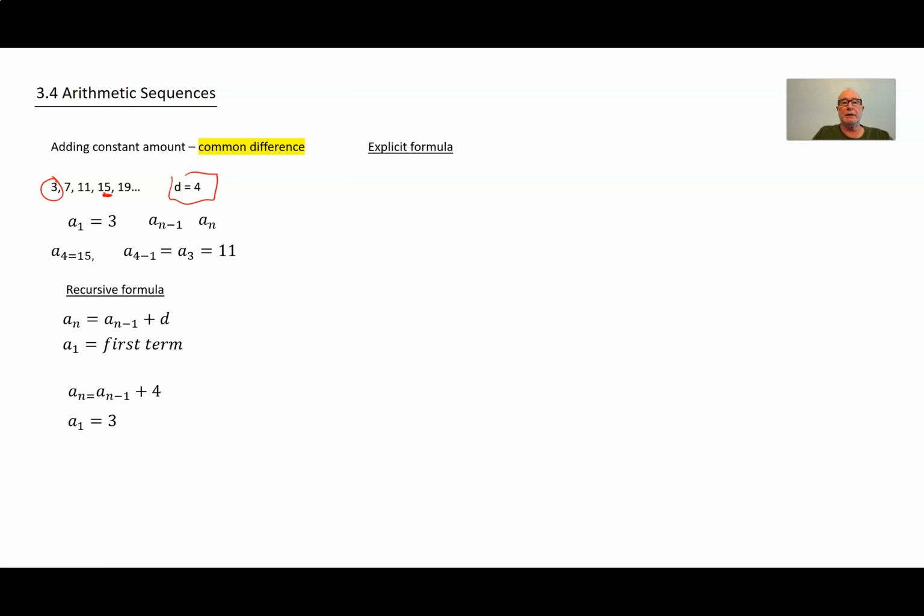The next formula is an explicit formula. The explicit formula starts with a sub n equals the first term plus n minus 1 times the common difference. But then we need to distribute that common difference and simplify the formula. So now if I distributed that d, I'd have d times n and d times negative 1. So my formula would work out to be dn, and then I'd have the difference between the first term and the common difference.